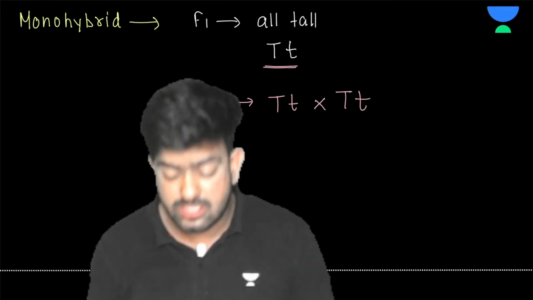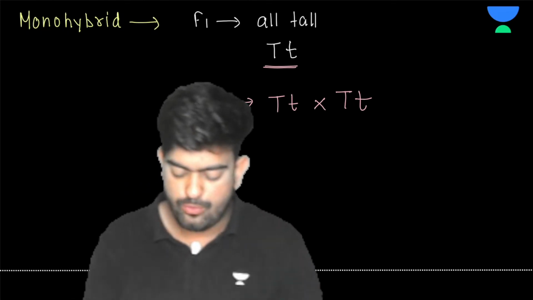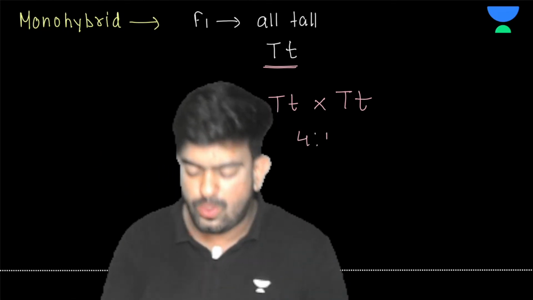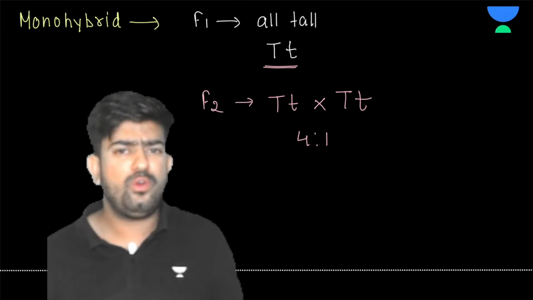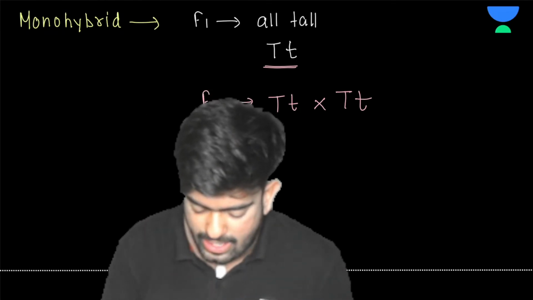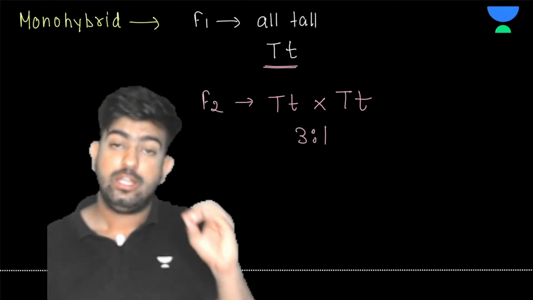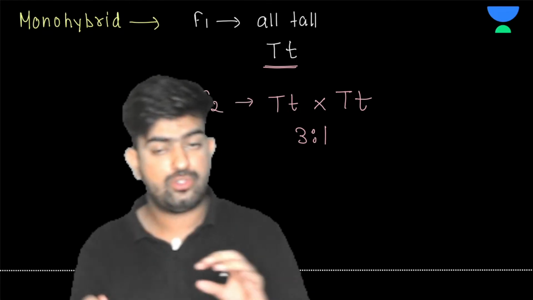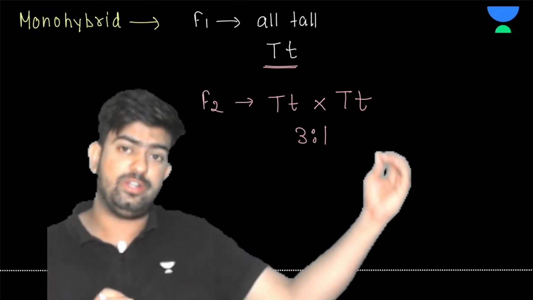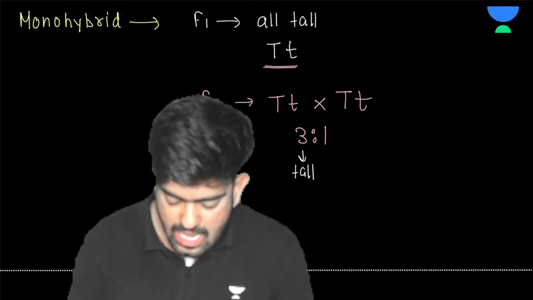And what was the phenotypic ratio? Was it 4:1? No, sir. It was 3:1. That's very good. Now if I talk about the 3:1, in this 3 plants were tall and 1 plant was short. It was tall and short.